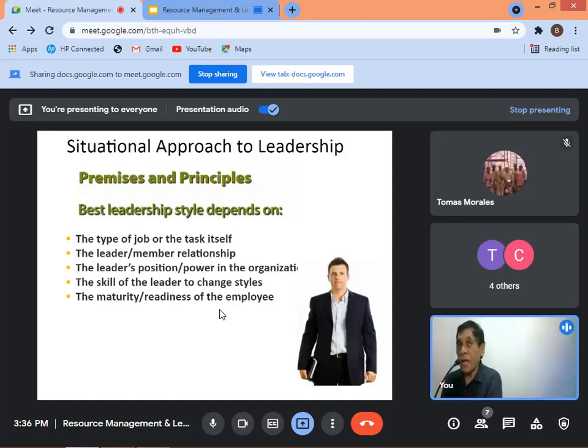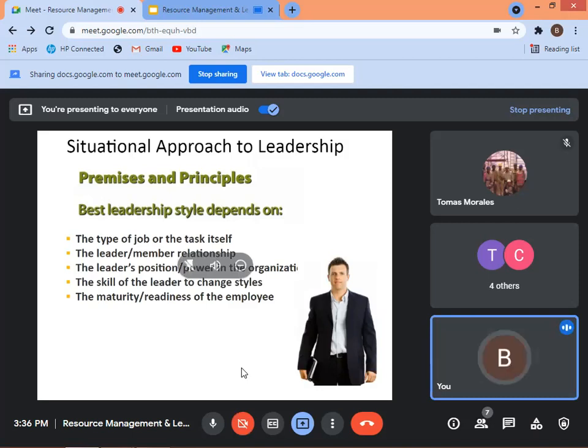The leader-member relationship, very important. If the leader and member are not communicating, there is no channel of communication, this is a problem. Okay? They're not talking. They're not addressing the conflict. Okay? Leader and member relationship. You have to improve the leader-member relationship in order for you to be an effective leader.